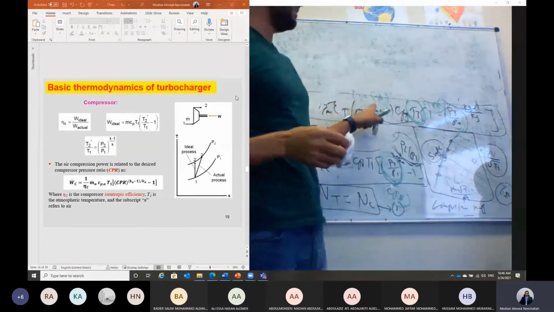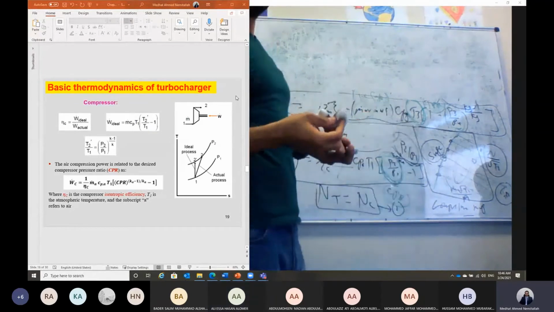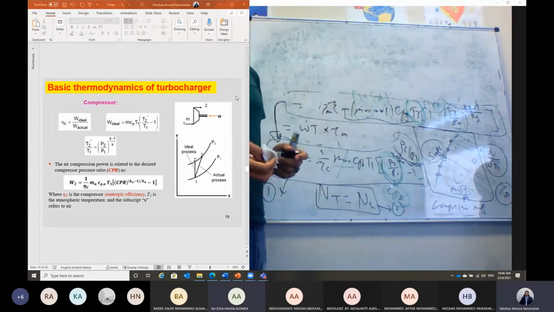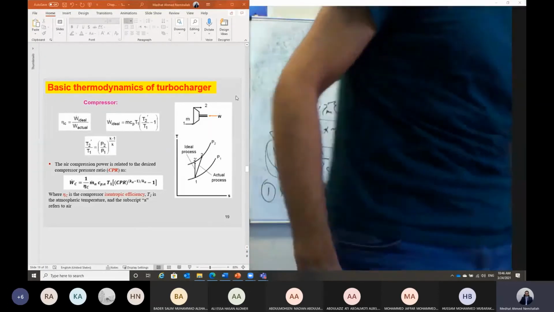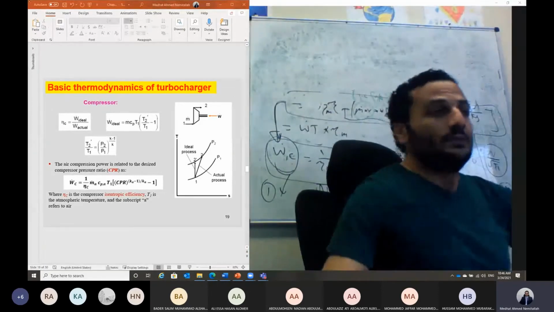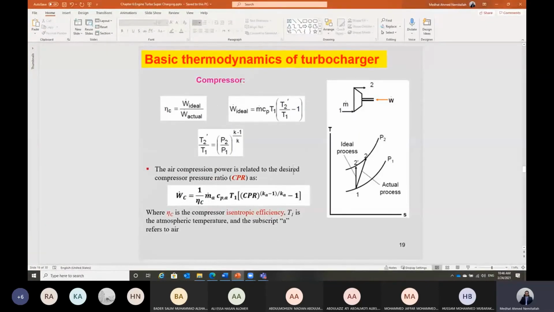Fuel to air ratio, and it will decide about what? The temperature T3 at which the exhaust valve should be opening in this case. So we should do matching. So we should do this matching process.